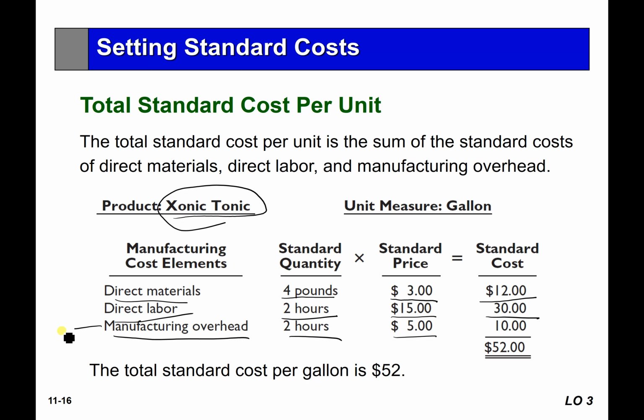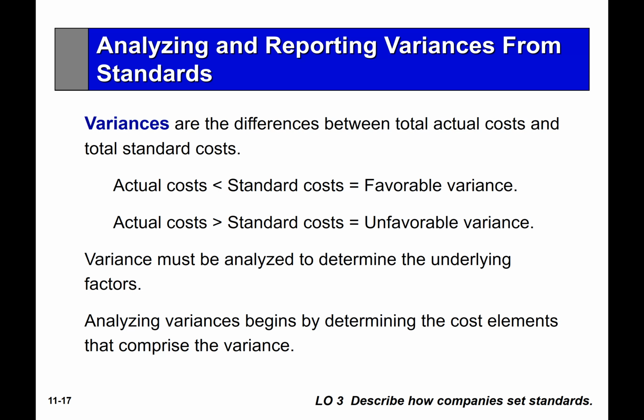So manufacturing overhead, I'm not emphasizing too much here. My focus is on the first two, and we will find out the variances. So it's remembering the formulas and calculating the variances that are important for the first two. So your total standard cost per unit is 52. This is information that's given.